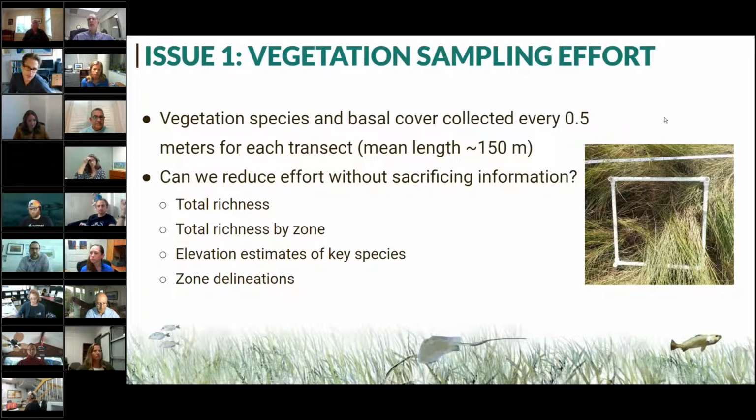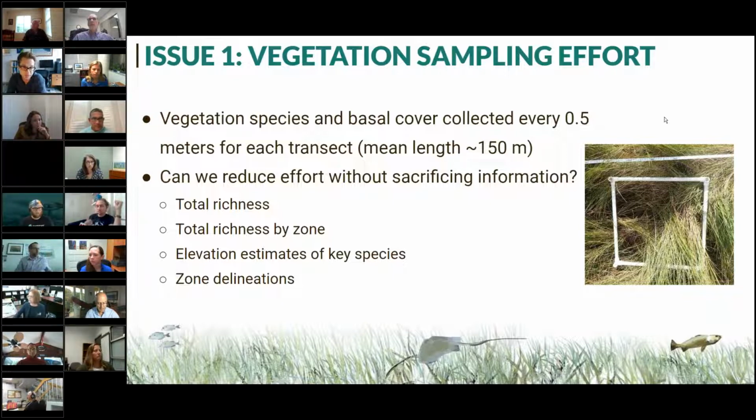So I'll be talking about the first issue for the vegetation transects. As I said, these are basically collected at every half meter. So every half meter, there's a quadrat that's thrown down. And within that quadrat, what's measured is the species that are there, as well as their basal cover. So it is quite time intensive. I've never done these surveys, but I've heard from in the field that it does take quite a long time. So the question we have is, can we actually just reduce the effort of collecting these vegetation quadrats without sacrificing the information we get from them?